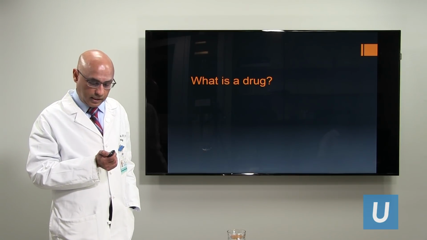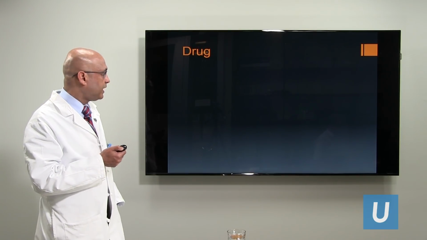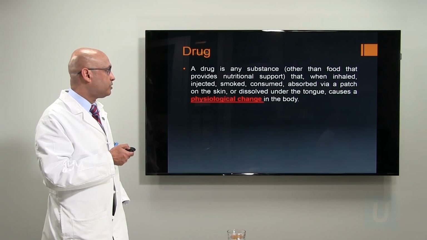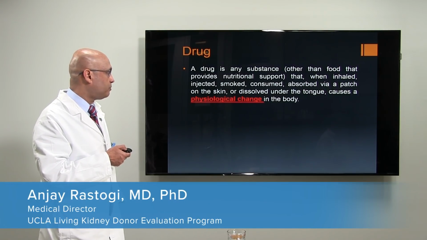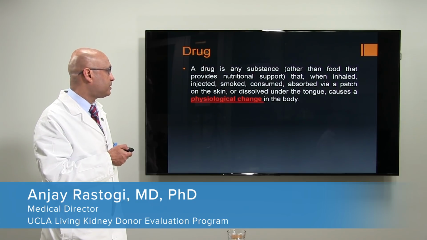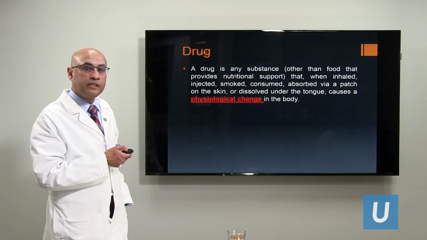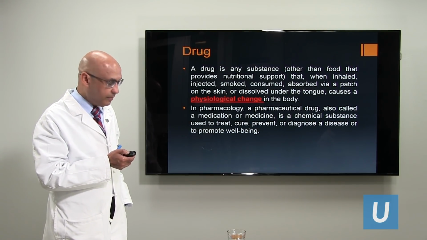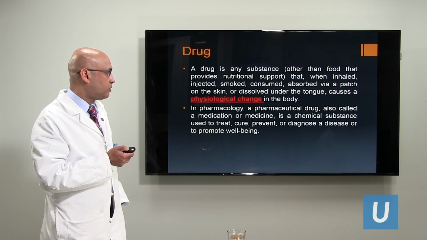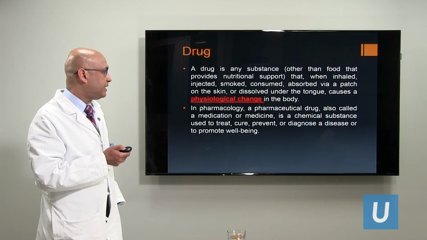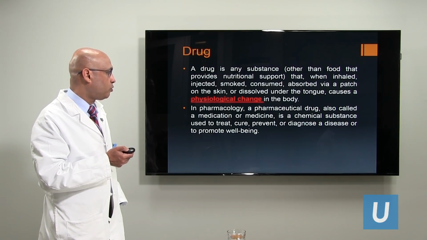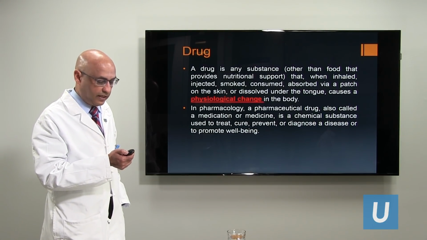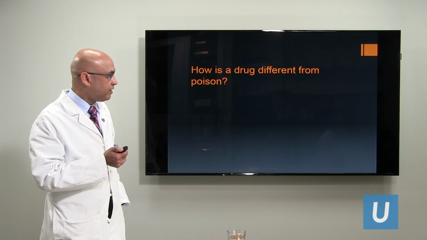Now, what is a drug? So let's start with the definition, and I'll read it straight from the slide. A drug is any substance other than food that provides nutritional support that, when inhaled, injected, smoked, consumed, absorbed via a patch on the skin, or dissolved under the skin, causes a physiological change in the body. So that's our definition of a drug. Now, when you look in pharmacology, a pharmaceutical substance or drug, also called a medication or medicine, is a chemical substance used to treat, cure, prevent, or diagnose a disease, or to promote well-being. So that's how we define a drug or medication or a pharmaceutical medicine.